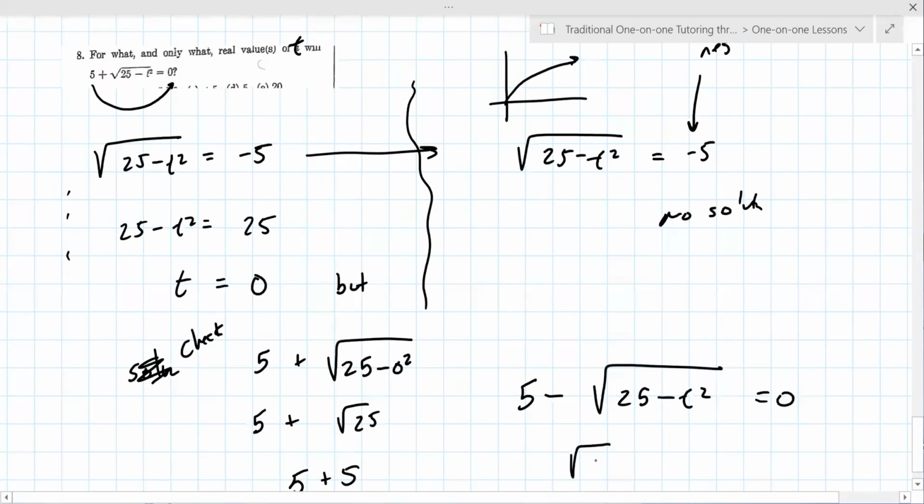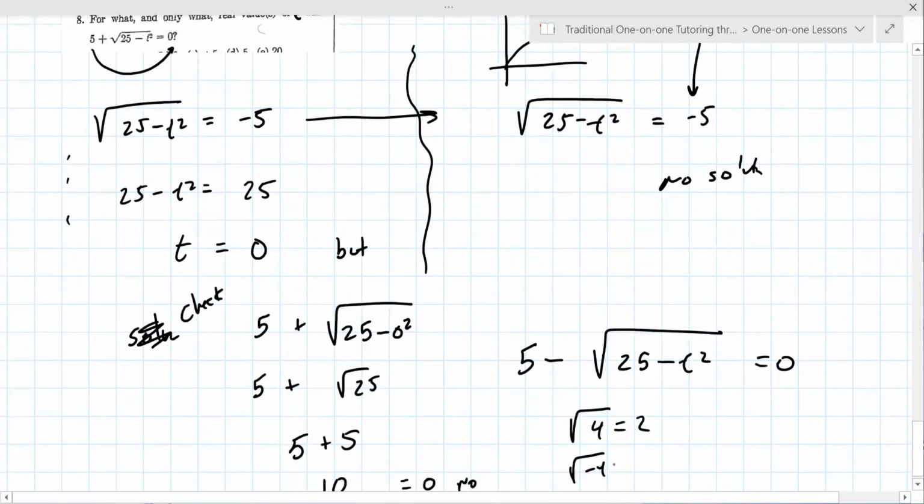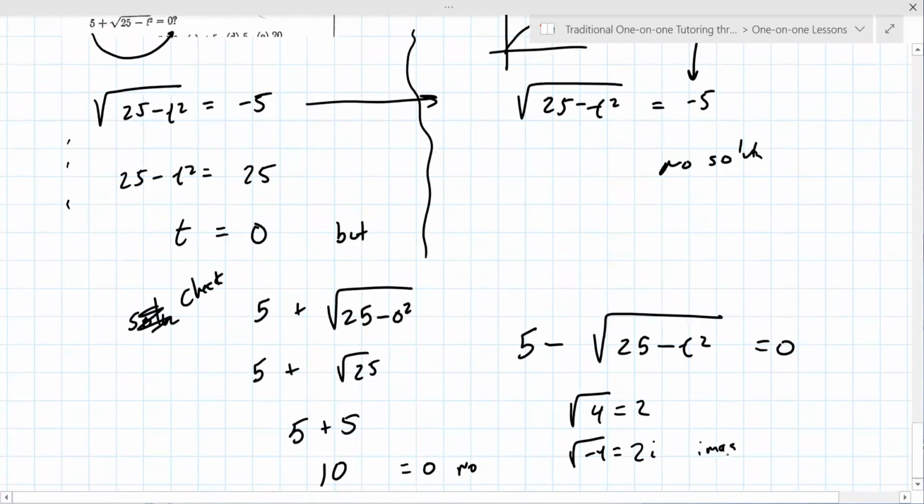So like the square root of 4 is 2. The square root of negative 4 is 2i, which is imaginary. Oh yeah, I forgot about the imaginary numbers. I need a little refresher on that. All right, so this would just be no values. That's right.